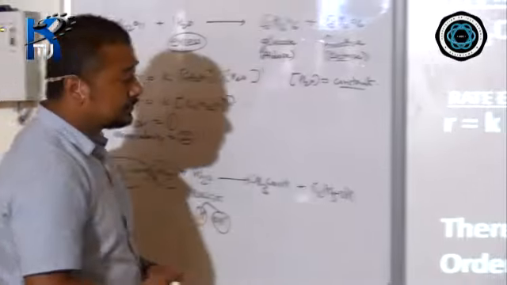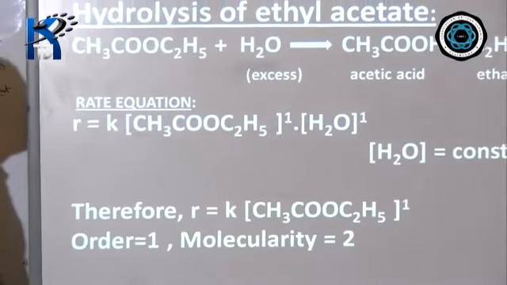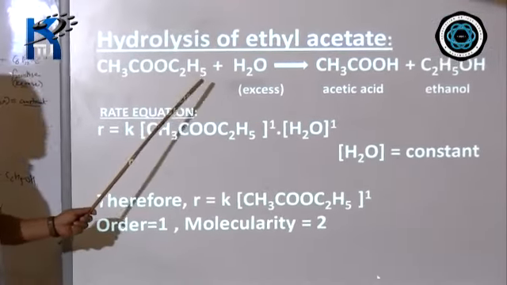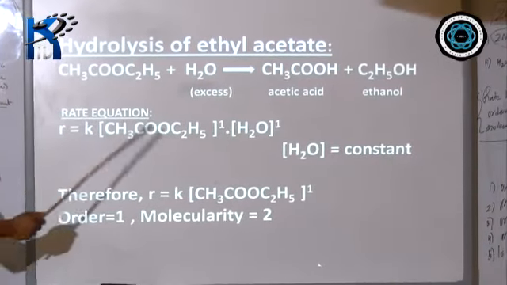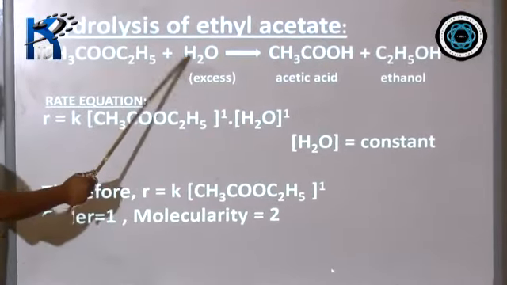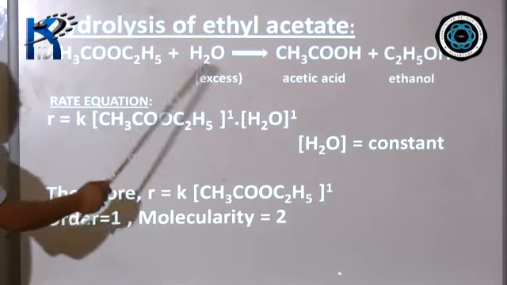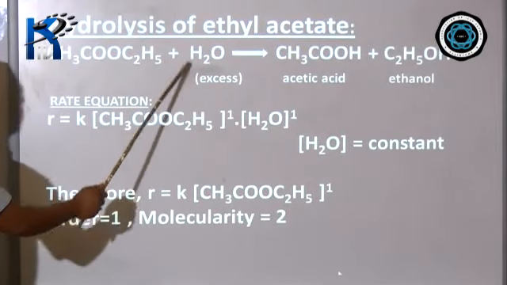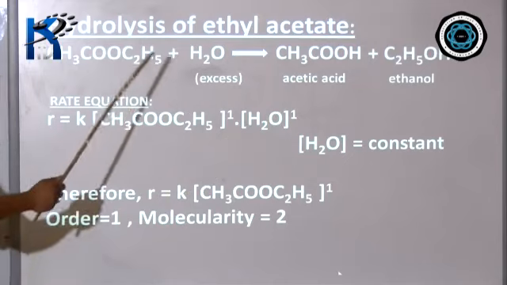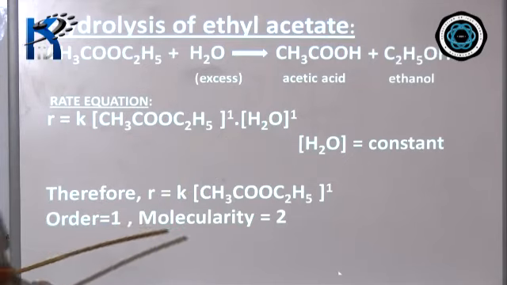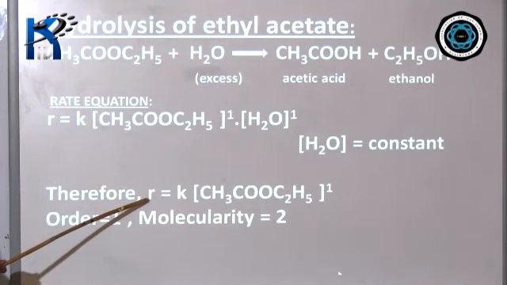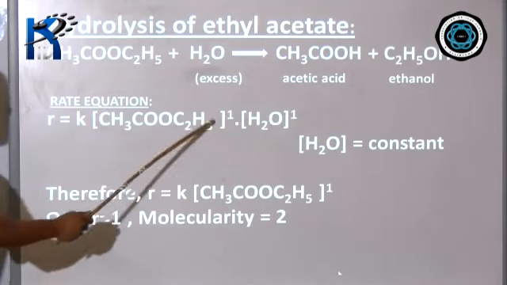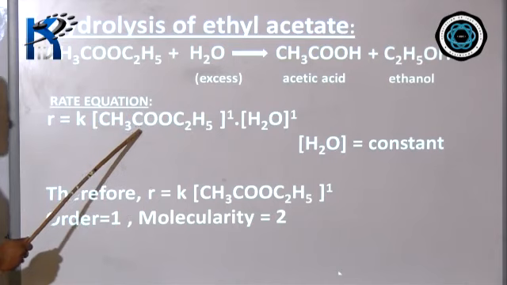Let us go back. So this is all about the hydrolysis of ethyl acetate reaction. Now, rate equation, R is equal to K, concentration of the reactants. One is ethyl acetate, one is water. Coefficient of both is 1, so power will be 1 each for both. Again, in this reaction, water is present in excess amount, therefore its concentration is considered as constant, and our rate will depend only upon that reactant which is present in less concentration, which is ethyl acetate out here.